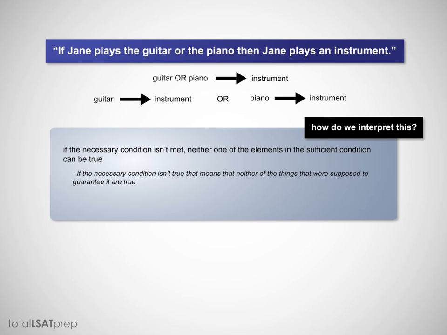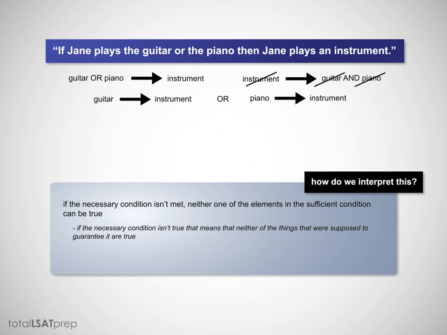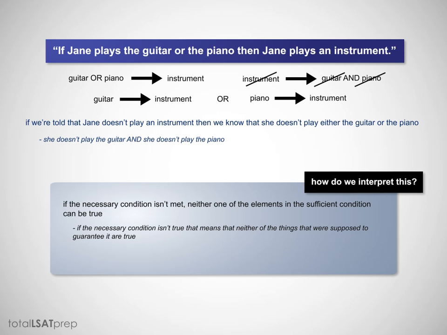Now, if the necessary condition isn't true, that means that neither of the things that were supposed to guarantee it are true. And that's why we have here the contrapositive. We switched and negated, and we put an and where we had an or. If we're told that Jane doesn't play an instrument, then we know that she doesn't play either the guitar or the piano. So she doesn't play the guitar and she doesn't play the piano.